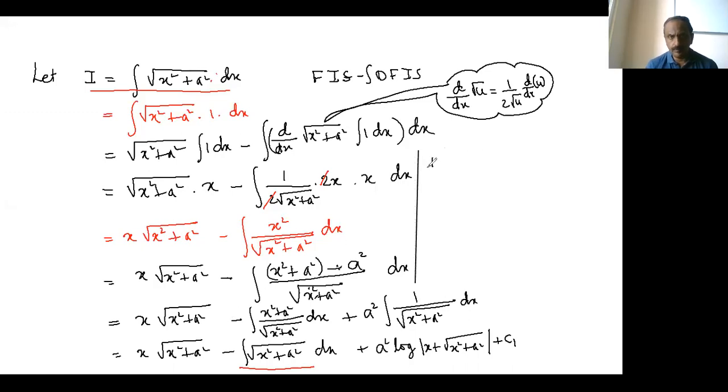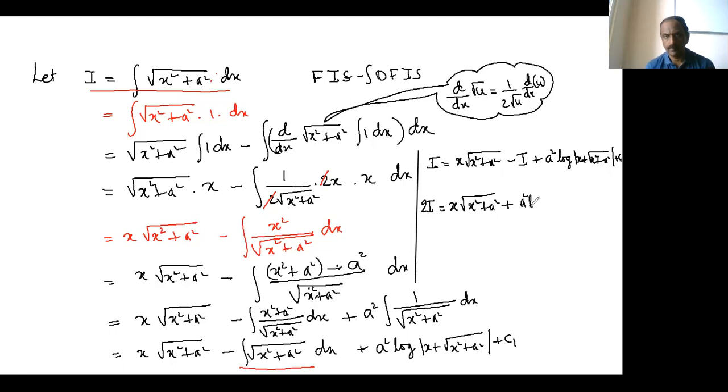So I is equal to x root of x square plus a square minus I. So this I have denoted by I because it's the same as the question, plus a square log of modulus x plus root of x square plus a square plus c1. I don't have space properly, so there is congestion there. 2I is equal to x root of x square plus a square plus a square log of x plus root of x square plus a square plus c1.